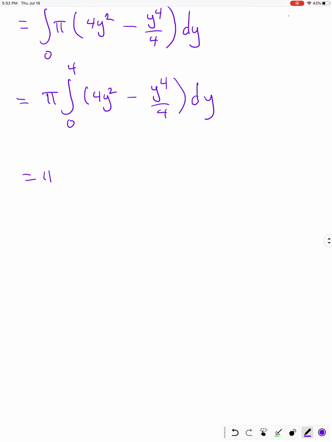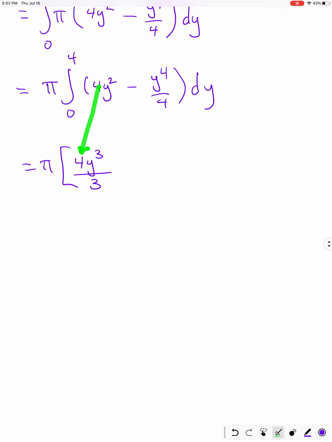All right, well then that's pi times the antiderivative of 4y squared, which is 4 times y to the 3rd divided by 3. So all I did was rewrite the constant. And then y squared, when I integrate y squared, I get y to the 3rd. Remember, I take the exponent and add 1. So that's a 3. But then I have to divide it by whatever I got, so that's 3.